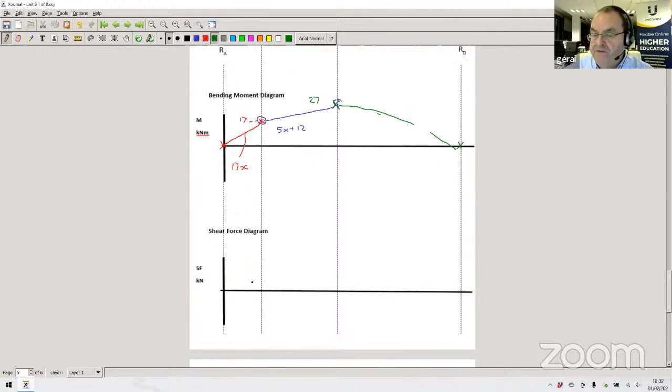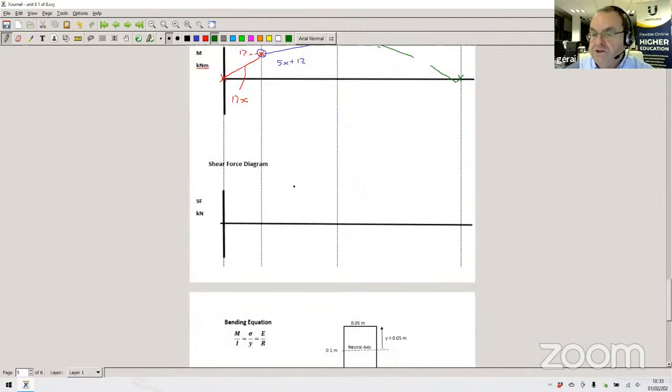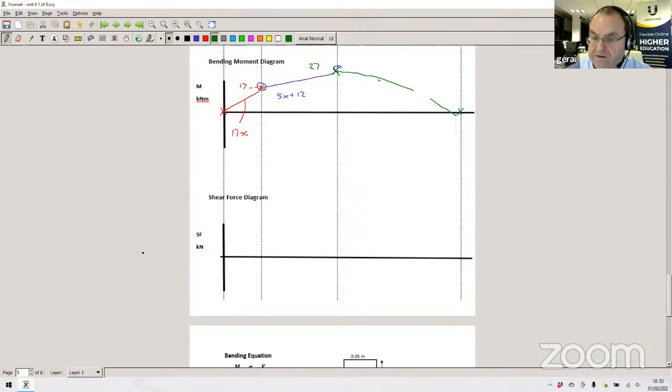The last bit of that question was to work out the shear force diagram. Now, if we look at the shear force diagram, we'll use a red pen to draw it. So we've got the reaction at RA, which is 17 kilonewtons. So that's going to go up by 17 kilonewtons. So that's going to be our shear force at A. So I'm going to draw that again, just to tidy it up a little bit.